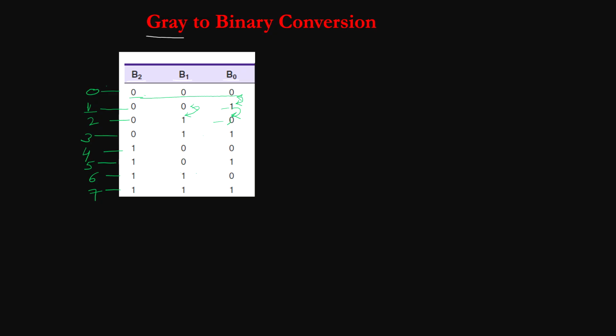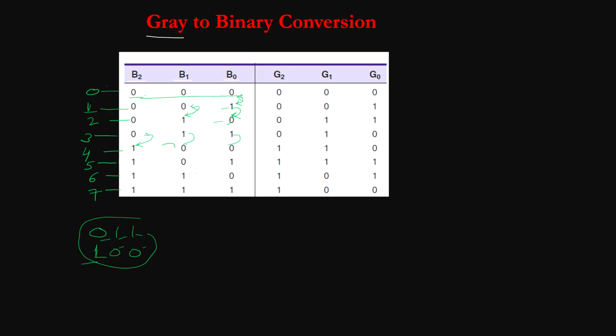If you are moving from 3 to 4, all 3 bits change. 3 is written as 011, and 4 is written as 100. So all 3 bits change: this 1 to 0, this 1 to 0, and this 0 to 1. Many a time this is not desirable.